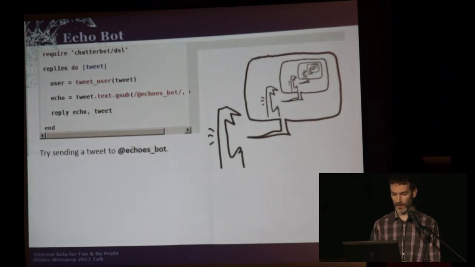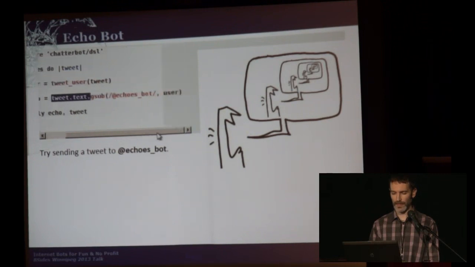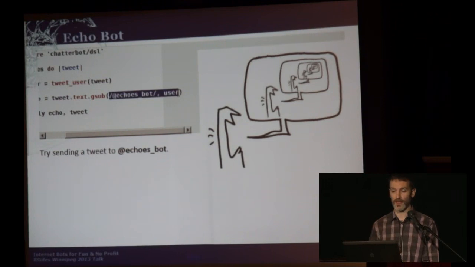Here's an echo bot. You can play around with this one. This one is an example that came with the Chatterbot library. If you send a message to @echoes_bot, all it does is send your message right back to you. The other bots just tweeted. This one replies to tweets. So it has this reply structure where for every tweet it gets, it will find the user who sent the tweet, take the tweet text, replace its own username with the user who sent it a message, and then send that message right back to them.